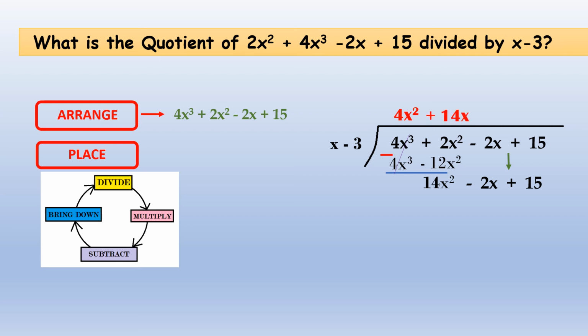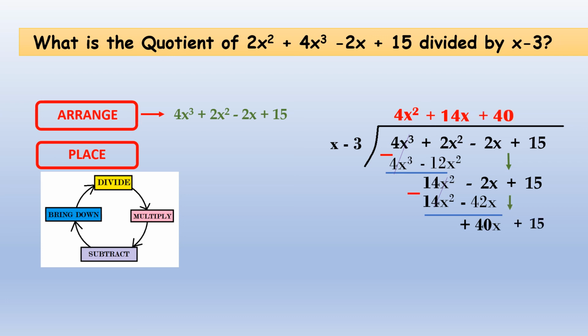14x squared divided by x is equal to positive 14x. Multiply 14x to x minus 3, that is equal to 14x squared minus 42x. Subtract the terms, that is equal to 0, and positive 40x. Bring down positive 15.